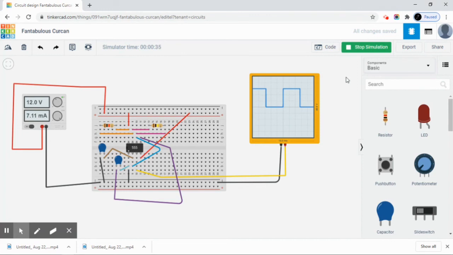Hope you enjoy this practicals. Try once again. Check each and every connections. And definitely you will get the result.